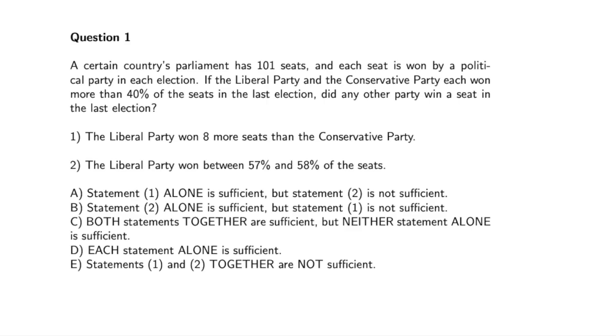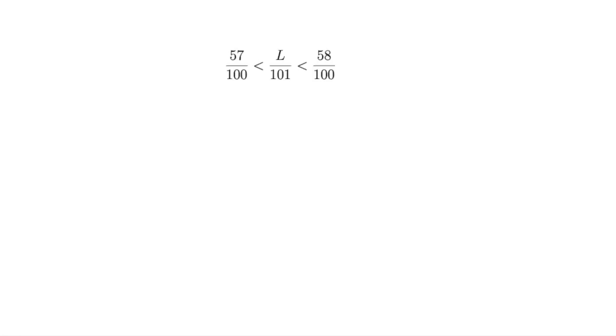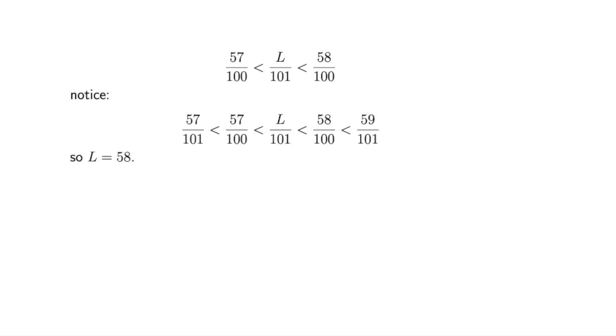Looking at statement 2 alone, we know the Liberals won between 57% and 58% of the seats. So L over 101, the fraction of seats they won, must be between 57 over 100 and 58 over 100. And you might notice that 57 over 101 must be less than 57 over 100 because it has a larger denominator. And 58 over 100 must be less than 59 over 101.